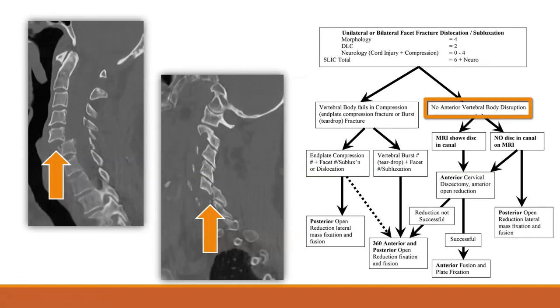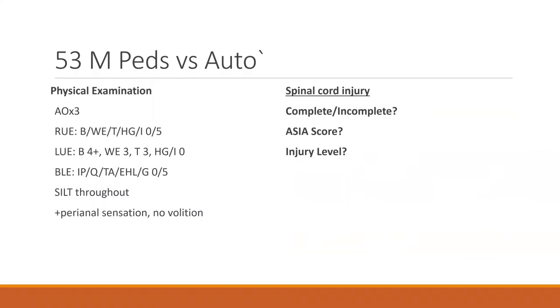The final subcategory of this decision matrix consists of patients with no anterior vertebral body disruption, but evidence of facet fracture dislocation and subluxation. To illustrate this, I hope to quickly go through one case, which I believe will highlight a number of concepts described earlier and within this category.